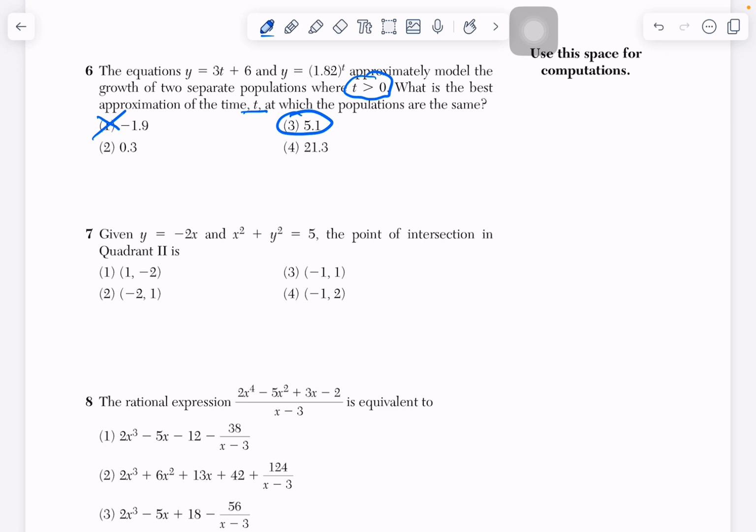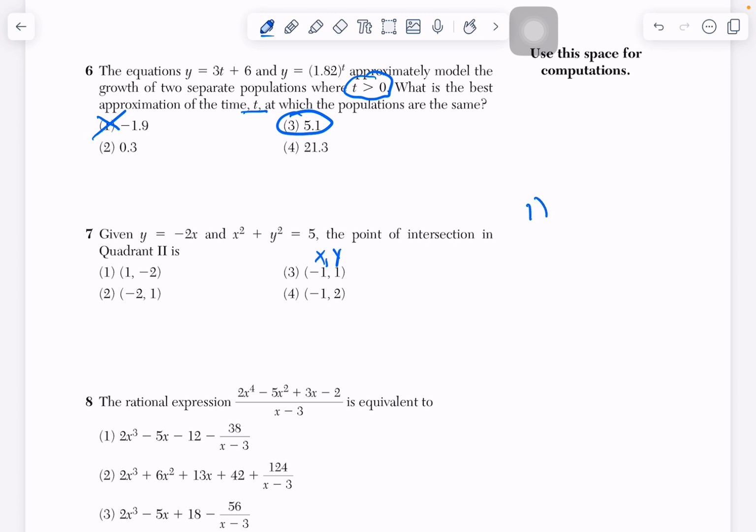Given y is equal to negative 2x and x squared plus y squared is equal to 5, the point of intersection in quadrant 2 is. Now, you know, you can plug these numbers into each one of these and see which one gives you both correct for both of these, right? So in other words, you're sitting there and you don't know what to do at all. Well, you have an x and a y, right? The coordinates are x and y. Start plugging them in, right?